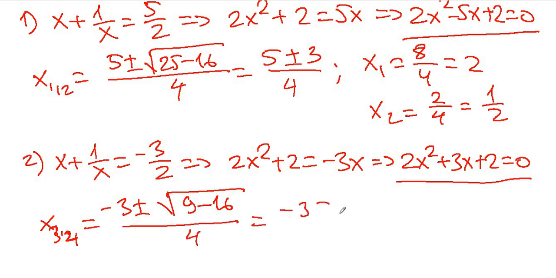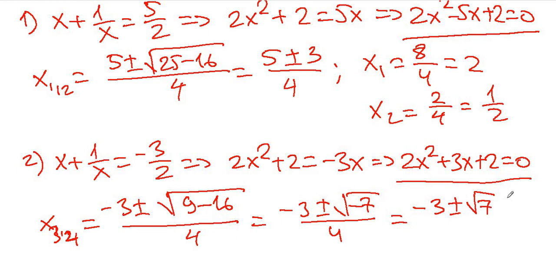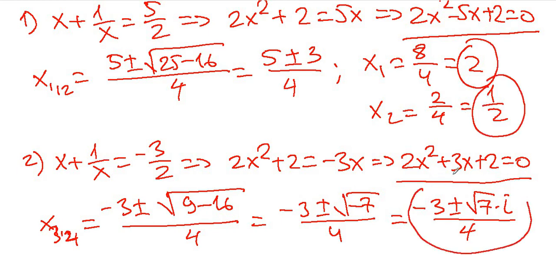which is equal to minus 3 plus minus square root of minus 7 divided by 4. As you can see, the square root of minus 7 is a complex number. Therefore, this is equivalent to minus 3 plus minus square root of 7 times i, divided by 4. As we clearly see, we have four solutions. The first one is 2, the second one is 1 over 2, and the last two roots are these two. So this is our final answer.